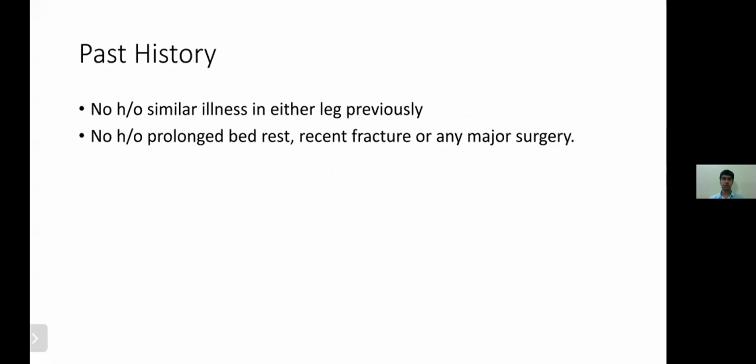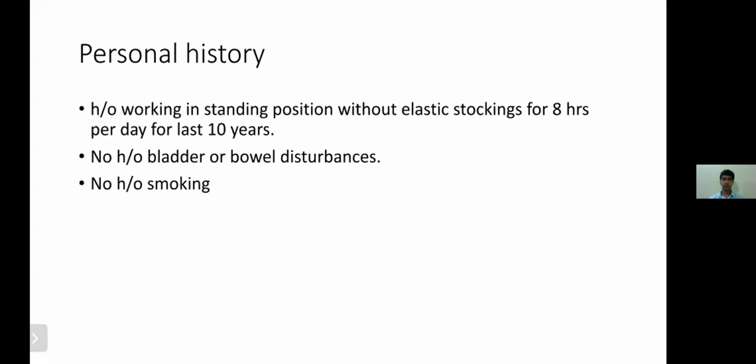What is important for personal history? What is the predisposing factor in personal history? Long-standing position. Yeah, that is occupation, which has already come. So smoking, as already mentioned, can lead to damage to the endothelium and pooling of blood in varicosities and all those things. So again relevant. And in the personal history, she has mentioned no history of working in standing position without elastic stocking for 8 hours.